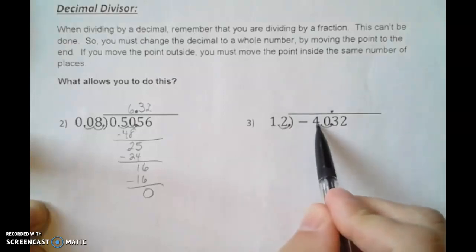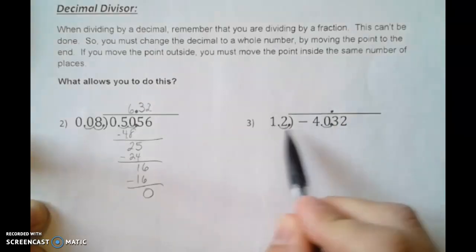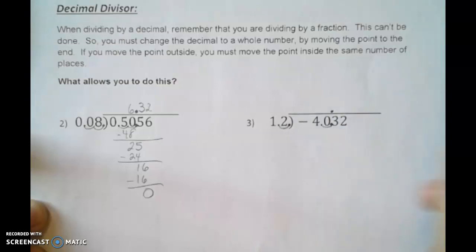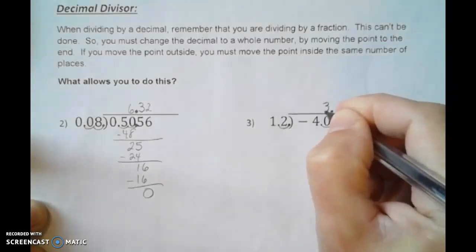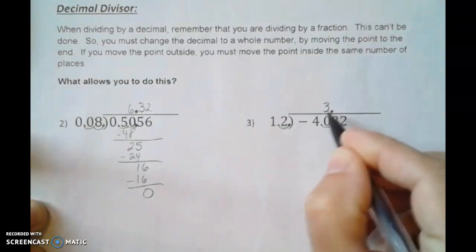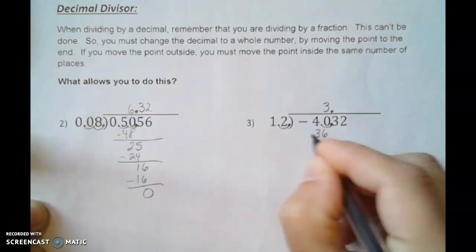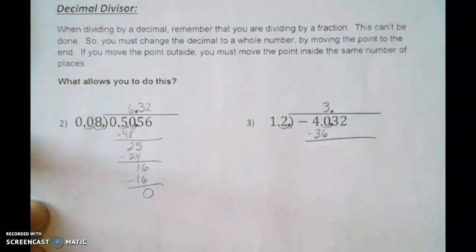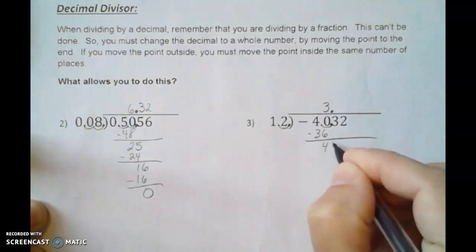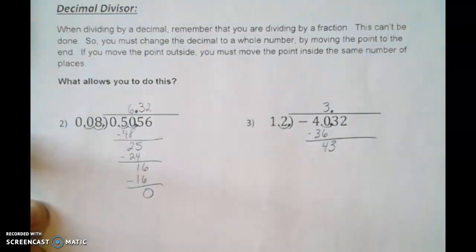12 doesn't go into 4, so I'm not going to put anything above it. But 12 goes into 40 3 times. So I'll put my 3 above the 0. 3 times 12 is 36. When I subtract, I'm left with 4. And I'm going to bring the 3 straight down.